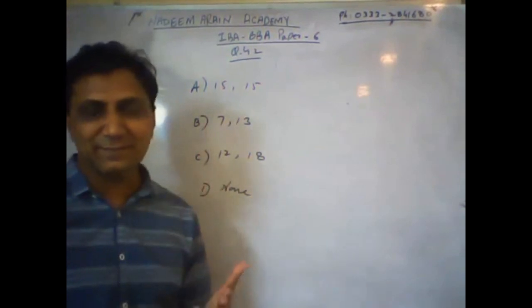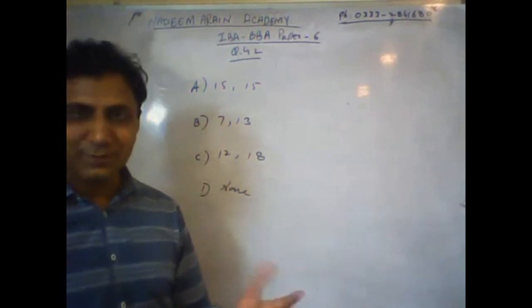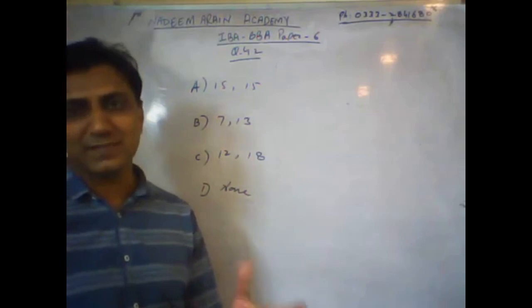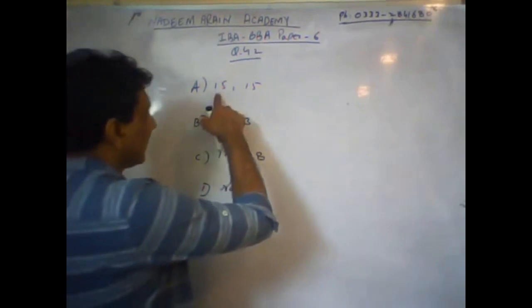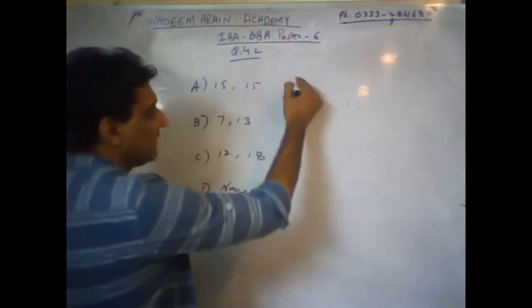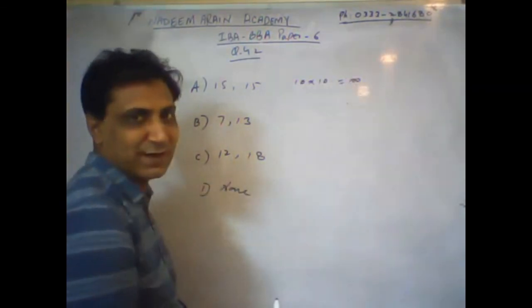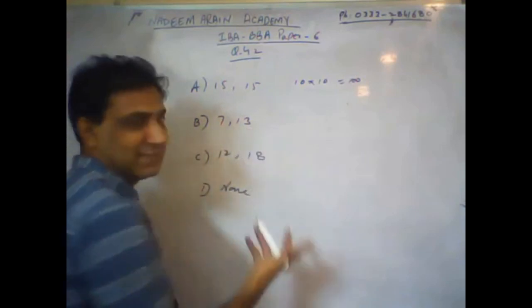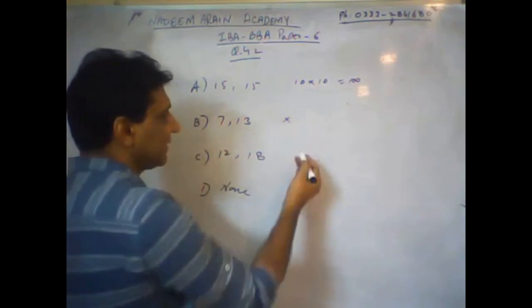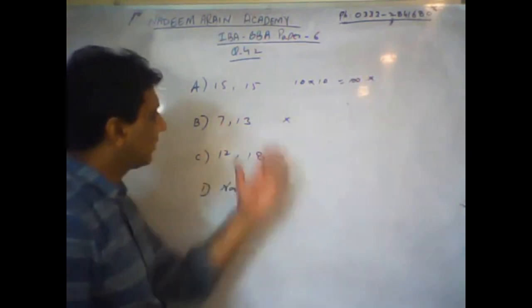Now it says if they give 5 books each to someone, the product of the remaining books is 91. If you subtract 5 from here and 5 from here, this will be 10 into 10, and the product is not 91. This is 100. So this is not your answer. And this one, 7 and 30, doesn't even make up to 30, so this is not your answer either.